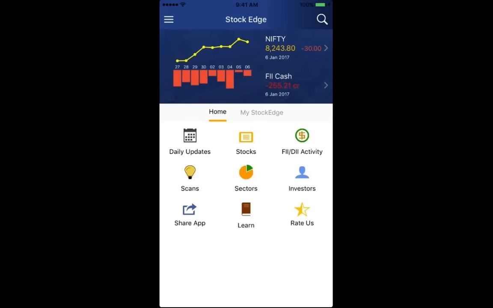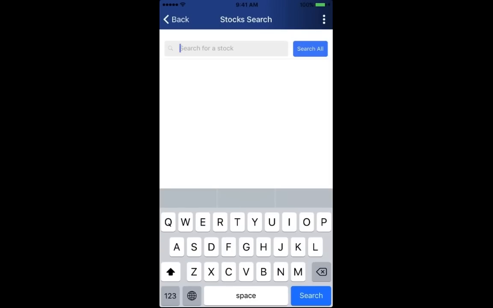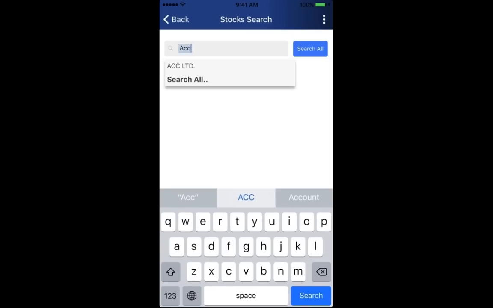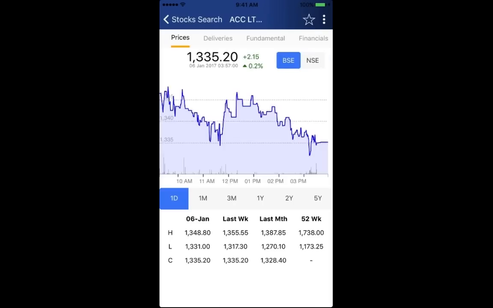When you come to the stocks, you can just type in any stock. Let's say you type in ACC and ACC pops up. When you tap on the name of the company, the same page opens up where you have prices. Then the same thing, you keep on swiping, you get deliveries, you get fundamental, you get financial, you get shareholding, and the same thing which I showed you.